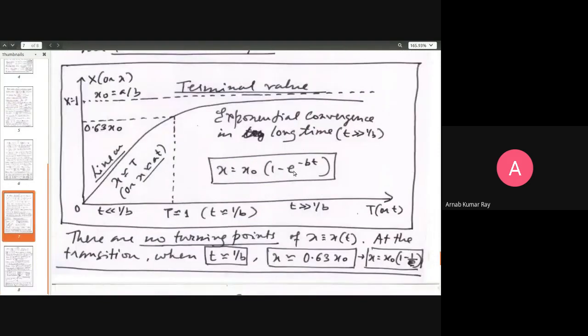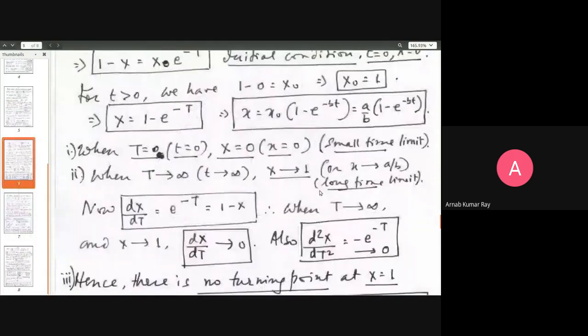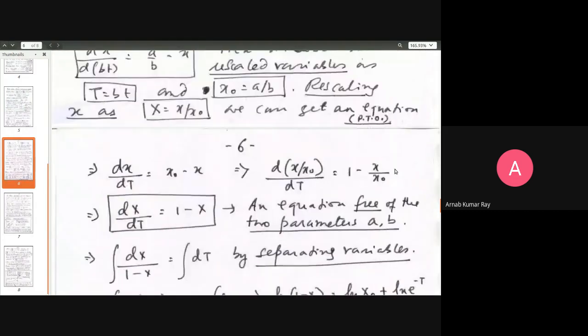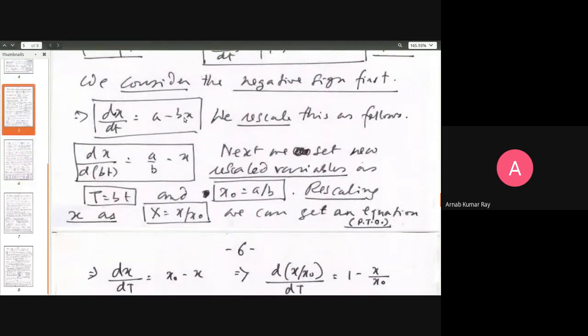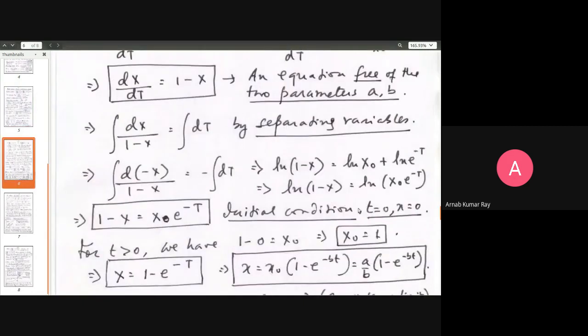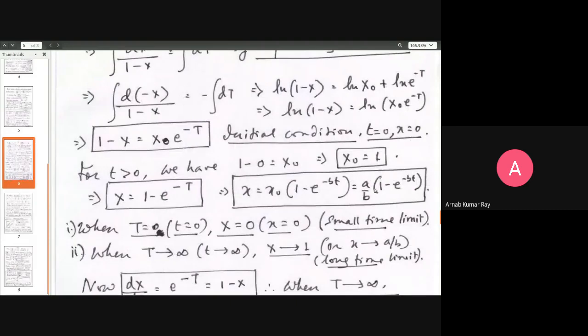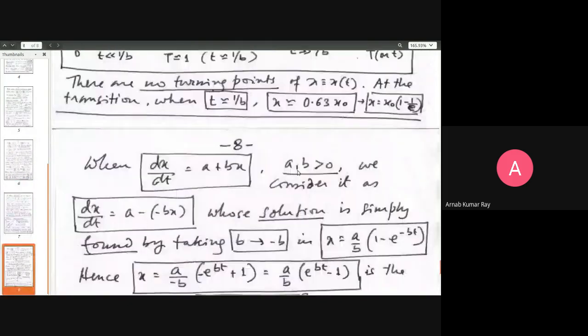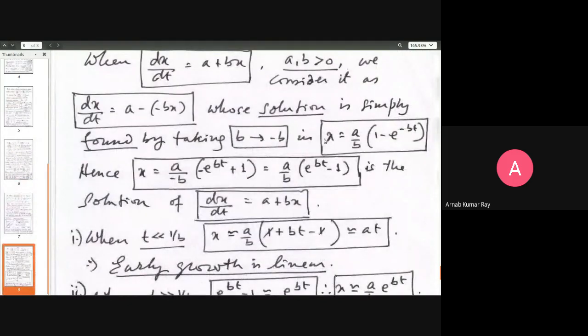And so whatever solution we have found in the previous case, this is the solution that we found: x is equal to a by b into 1 minus e raised to minus bt. So for a system that obeys this general form, dx/dt is equal to a minus bx, you start with this. This is the integral solution under this initial condition: a by b, 1 minus e raised to minus bt. So wherever you have a b there, you substitute it with minus b.